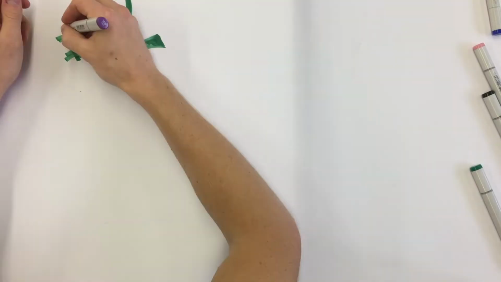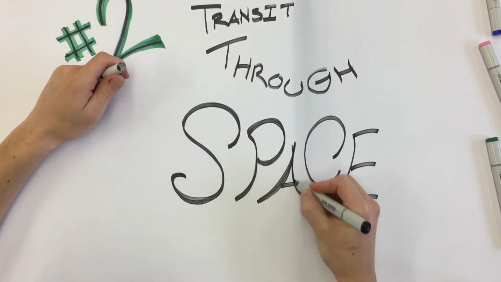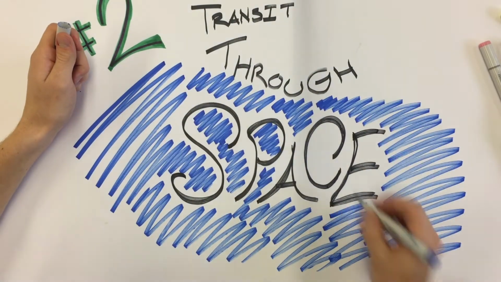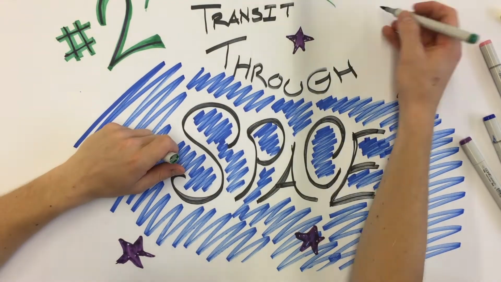Number 2, we look at the transit through space. This is long travel through space, through a vacuum, extreme desiccation, radiation, temperature extremes, and this is to see if organisms could actually survive this trip.